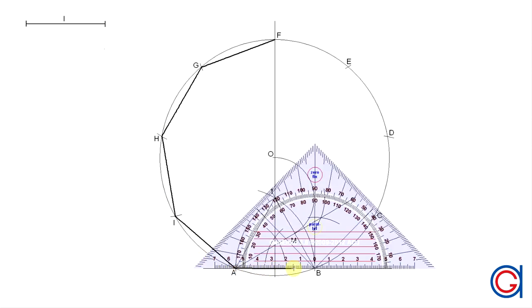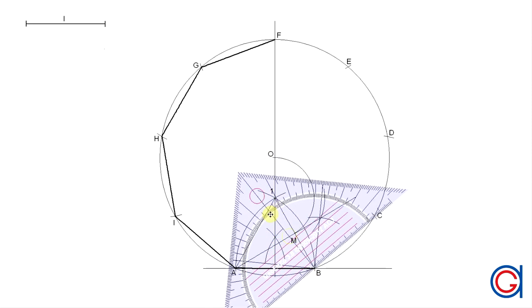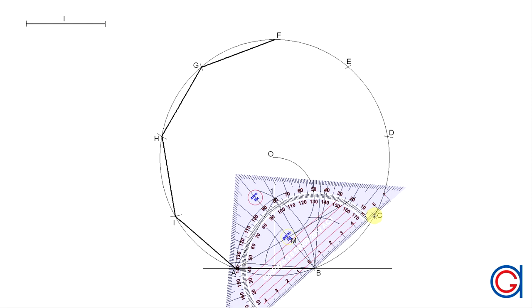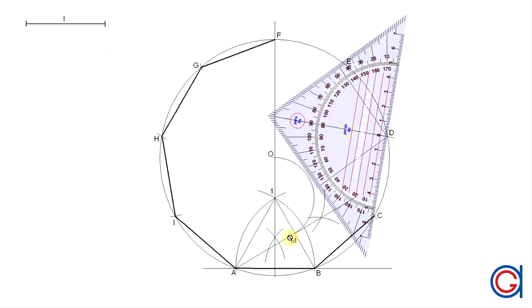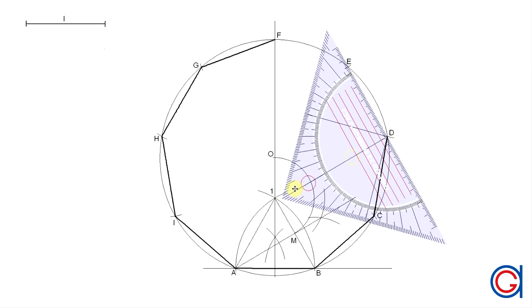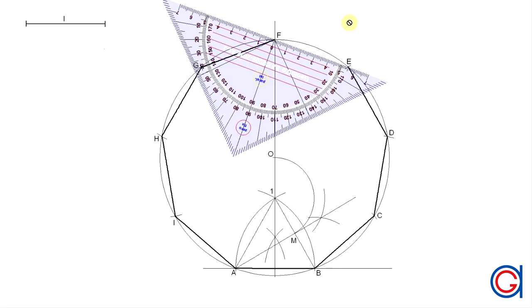A to B, our base again. B to C. Vertex D to C, D to E, and finally we close our nonagon, our 9-sided regular polygon, E to F.